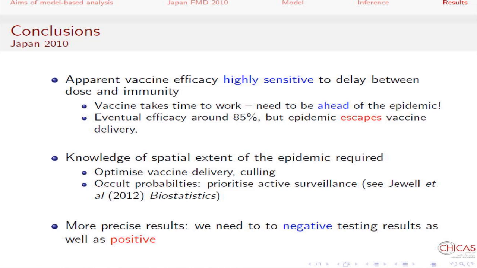More precise results would be nice, and just a plea to those of you in the audience who are responsible for collecting and curating data during outbreaks: negative testing results are as useful as positive testing results. That would be really good in the Japanese case. If I had those results, I'm sure I could be far more precise about some of these estimates. So thank you very much.